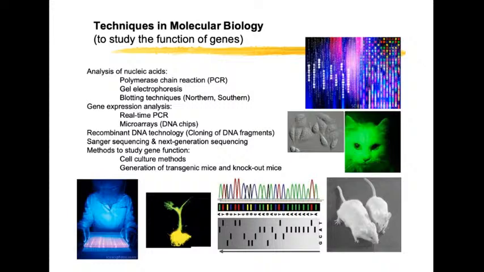Basically, today's topic will be divided as follows. First we will deal with PCR, that is the polymerase chain reaction, then gel electrophoresis, then blotting techniques. Then we go for gene expression analysis like real-time PCR and microarrays, then some recombinant DNA technology techniques like cloning of DNA fragments, Sanger sequencing and next generation sequencing. Then methods to study gene function, cell culture methods, and generation of transgenic mice and knockout mice.